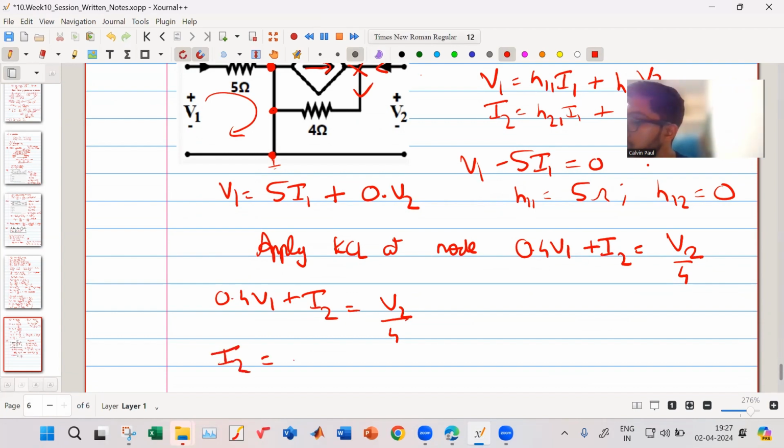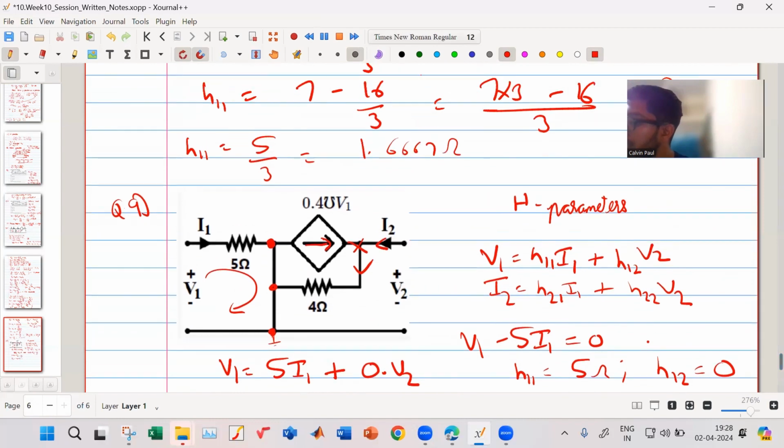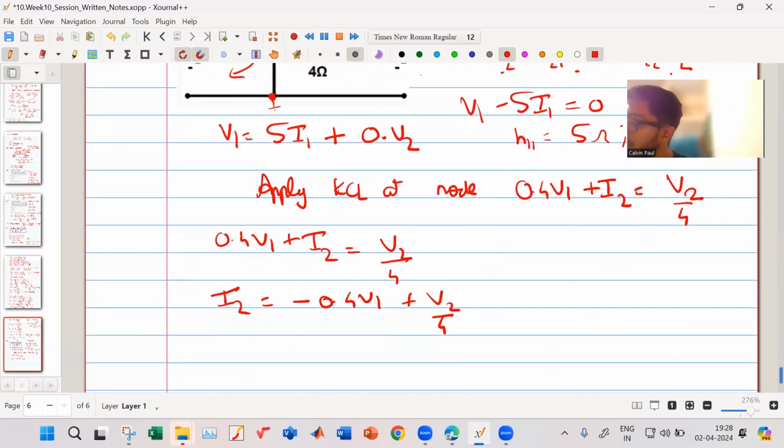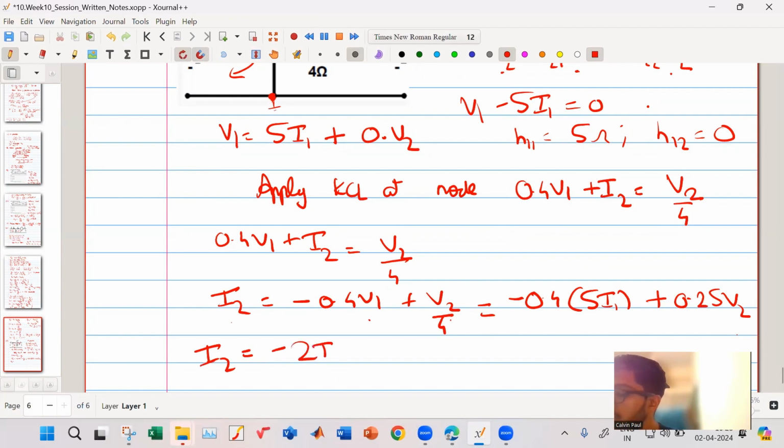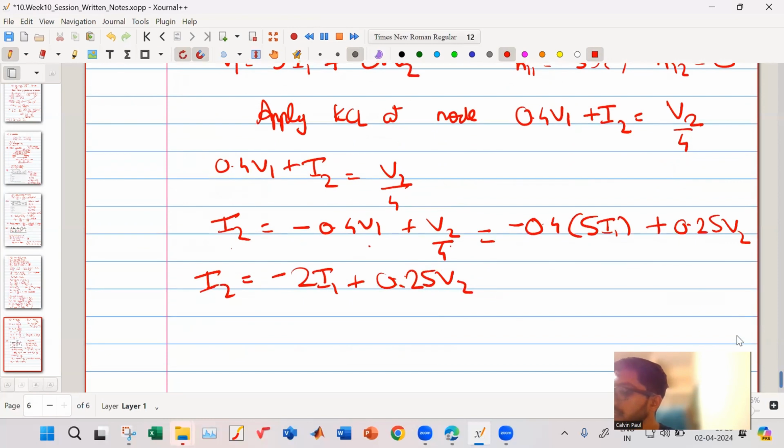Now you have to write I2 is equal to minus 0.4 V1 plus V2 by 4. Now you can't compare because you want I2 in terms of I1 and V2, but you have got I2 in terms of V1 and V2. So what will you do then? Sir, we know that V1 equal to 5 I1. Yes. Put the value here. Minus 0.4 into 5 I1 plus 0.25 V2. So you get I2 is equal to minus 2 I1 plus 0.25 V2. When you compare it with I2 is equal to H21 I1 plus H22 V2, H21 is equal to minus 2.